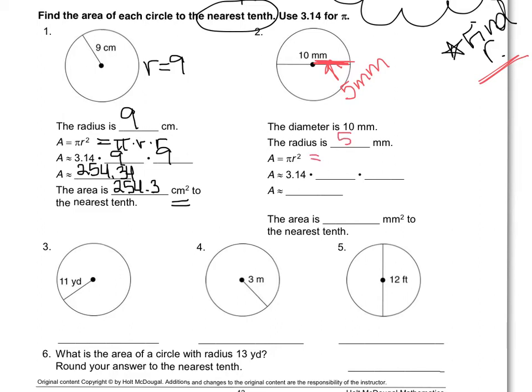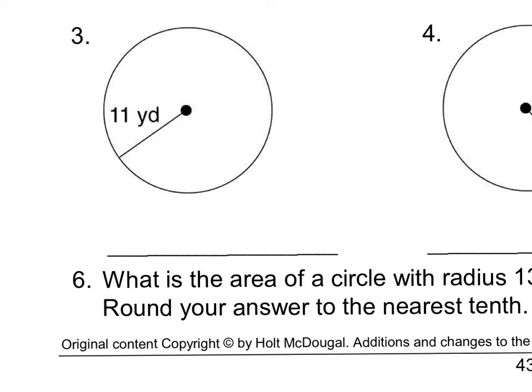I'm going to plug that into my formula, pi times the radius. So 3.14 times 5 times 5. Plug those three numbers into the calculator, and I get 78 and a half. Rounded to the nearest tenth is still 78 and a half, but it's millimeters squared. Don't forget those units. Numbers 3, 4, and 5 don't have it stepped out, so let's practice writing our formula every single stinking time. Area equals pi times the radius.